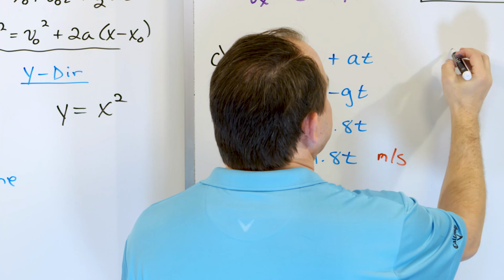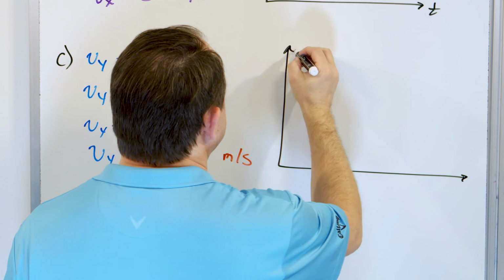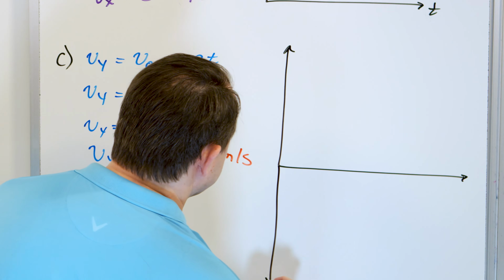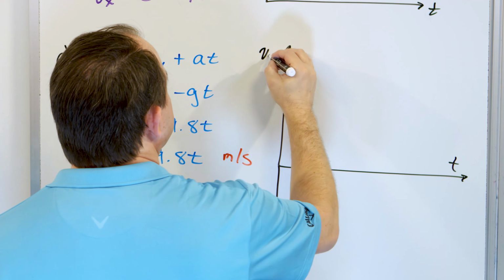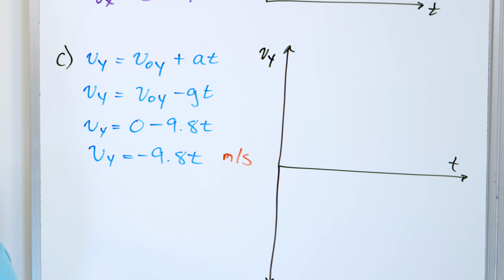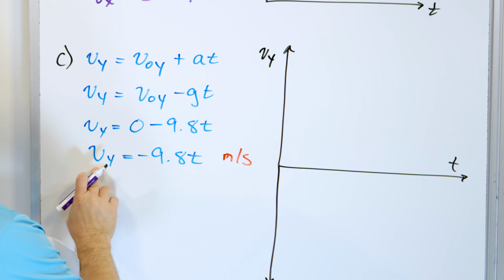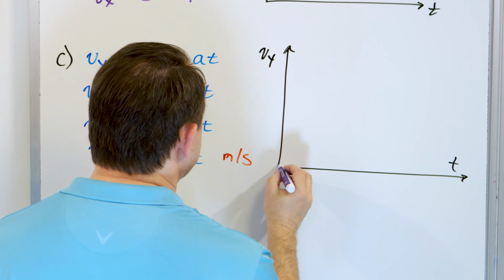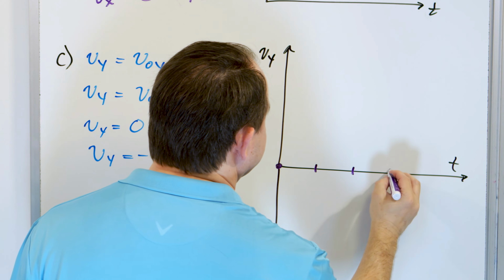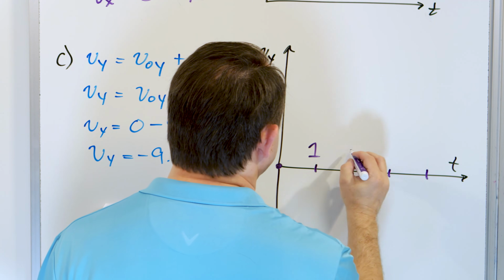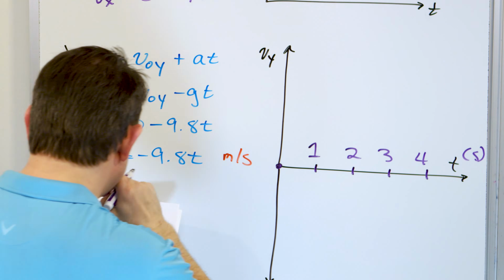So if we could draw a picture of this, what would it look like? I think I'm going to need this down here as well. So this is time, and this is going to be Vy. So what we're basically saying is at 0 seconds, we're going 0 meters per second. So we're going to have a dot right here at the origin. And then we're going to have 1 second, 2 seconds, 3 seconds. Let's call it 4 seconds. So 1, 2, 3, 4. And this is, let's call it seconds, right?